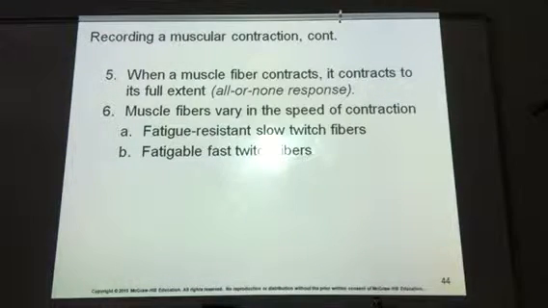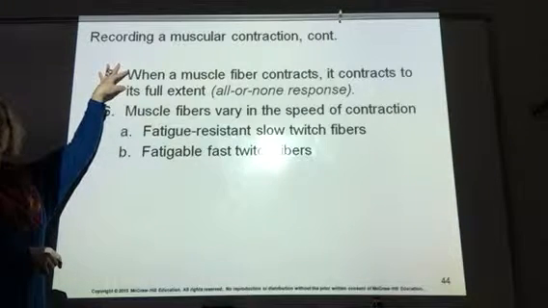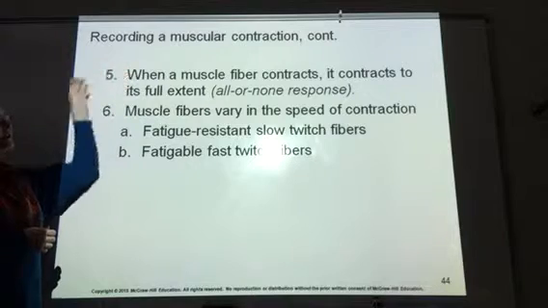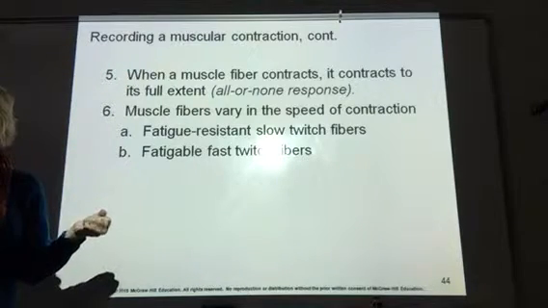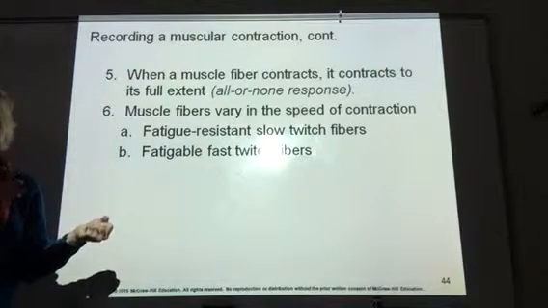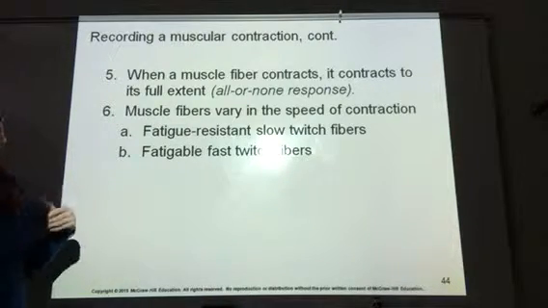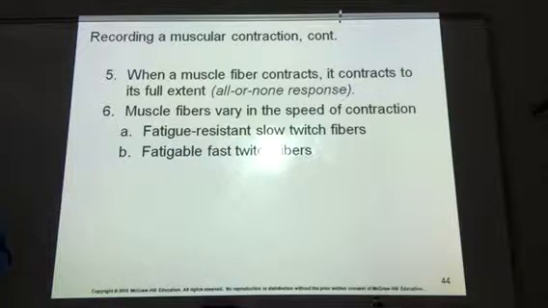When a muscle fiber contracts, this is important, you should know this. All or none response, everybody should know that. When a muscle fiber contracts, it contracts. There's no halfway, it contracts a little bit. It either fully contracts or it does not contract at all.